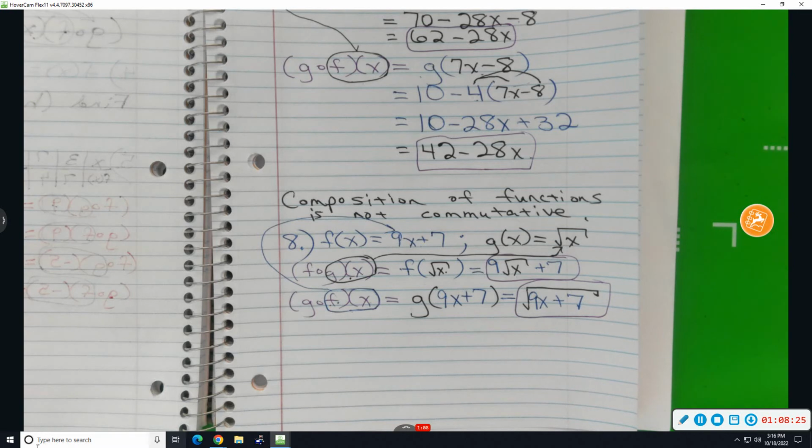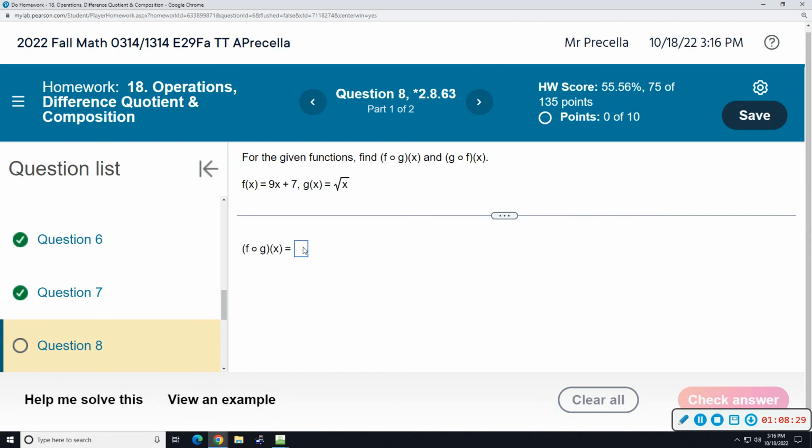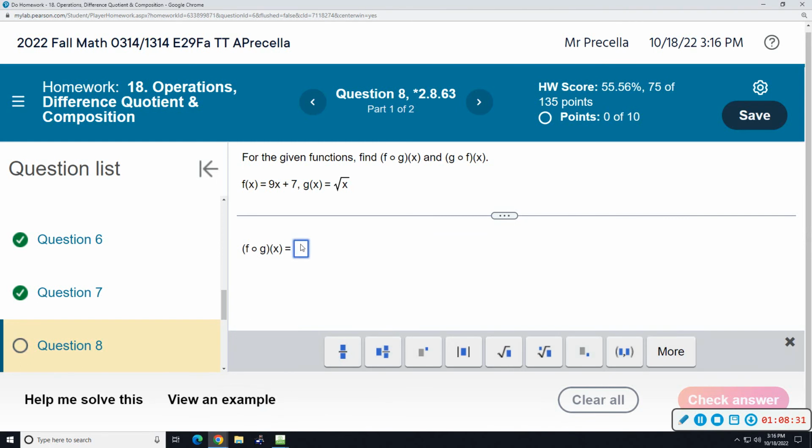Okay, so going. We have 9. We need a square root. Is this what I want? No. I don't want that plus 7 under the square root. Right arrow to get out from underneath that radical before you type in the plus 7. Any questions?